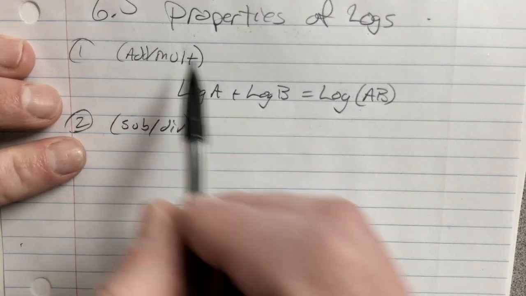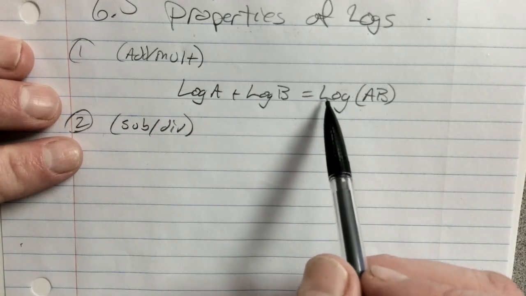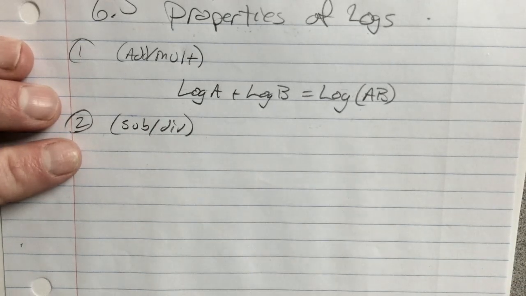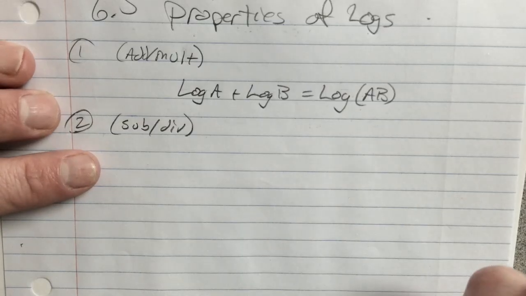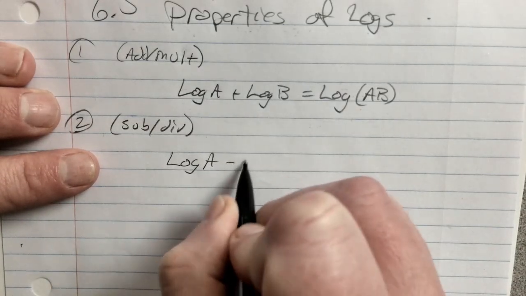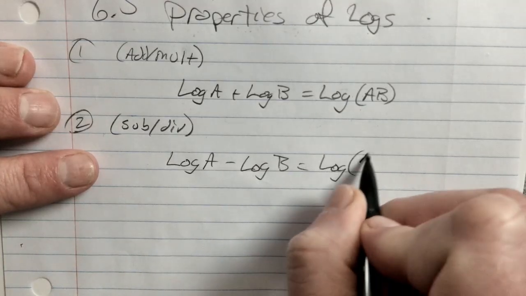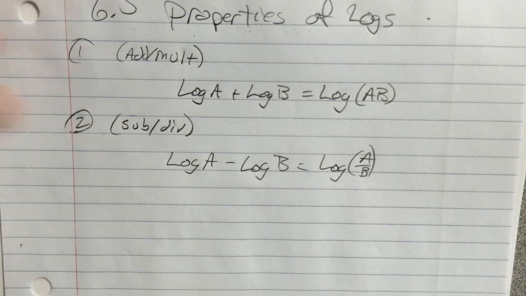All right. The second property is the subtraction division property. So the addition multiplication property says log A plus log B is log of A times B. Blaine, what's your best guess for the subtraction division? You got that exactly right. Good. So we have log of A over B. That's exactly right.